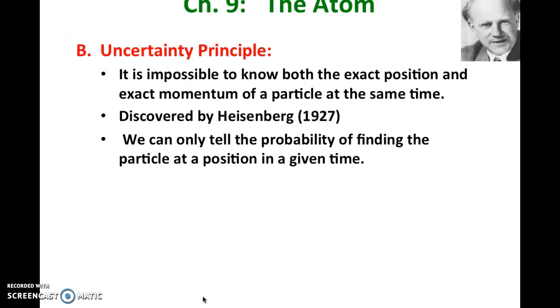Since a moving particle behaves like a wave, it is impossible to measure or determine the exact position and the exact momentum at the same time. This is called the uncertainty principle, discovered by Heisenberg in 1927. According to this principle, we cannot know the exact position and velocity of a moving particle at the same time. We can only tell the probability of finding the particle at a position in a given time.